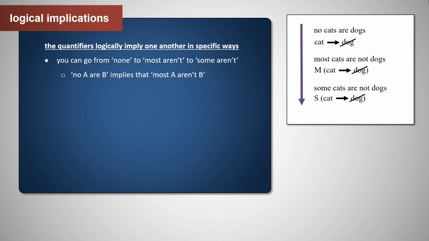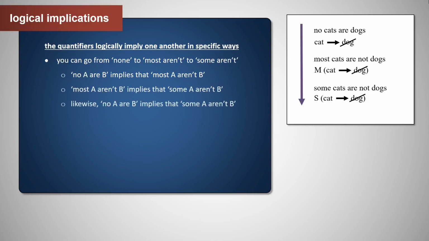So this is the same. This is the flip of what we've done in the previous slide, from all to some. We're doing it from none to some aren't, for the same reason, because they imply none. Same thing with most aren't, which implies that some aren't. Therefore, no A are B implies that some A aren't B. So no cats are dogs implies that there are some cats that are not dogs.